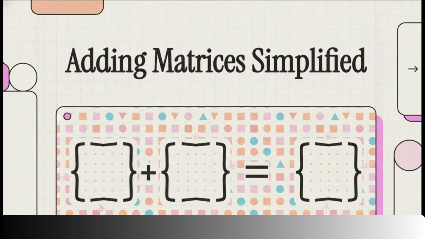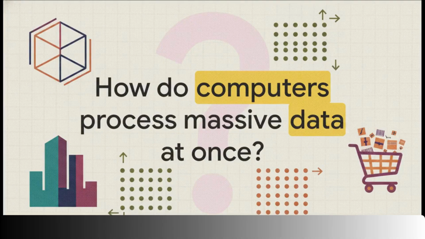It is actually a lot simpler than you might think, and we're going to use just 3 simple steps for adding matrices to get there. To really understand how modern systems process massive amounts of data so efficiently, we have to look at the mathematical hero behind the scenes. So before we get into the how, let's think about the why.